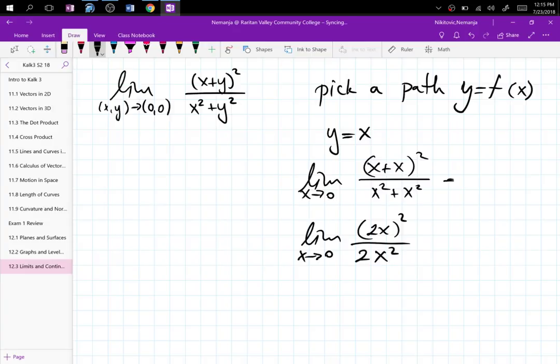They're much different, right? The top is 4x squared. The bottom remains 2x squared. These cancel, and the answer is 2. So the limit is 2.